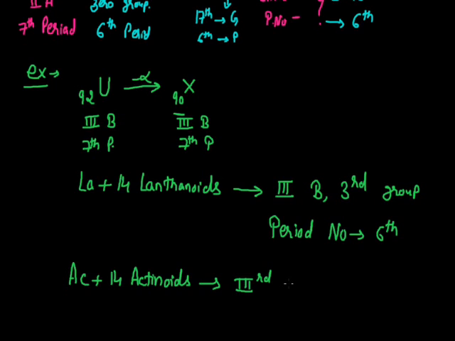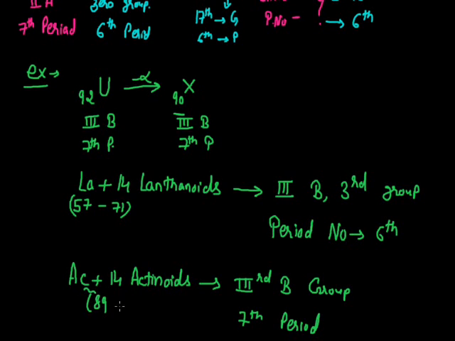They are placed in the 3rd group, that is the 3rd B group, but the period number for these 15 elements is the 7th period. And the atomic numbers covered by lanthanum and the lanthanoids: lanthanum has atomic number 57, and including the 14 lanthanoids, these 15 elements cover the range from 57 to 71. The atomic numbers covered by the other 15 elements start from 89, that is the atomic number of actinium, plus 14 elements, and the range goes to 103.